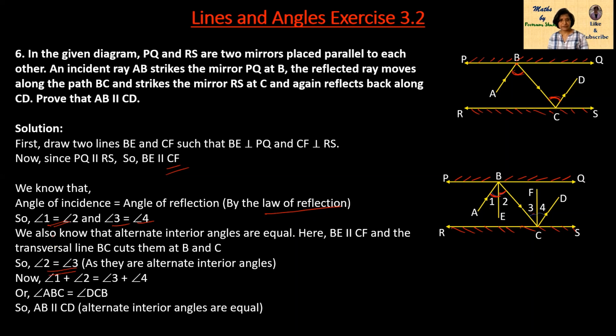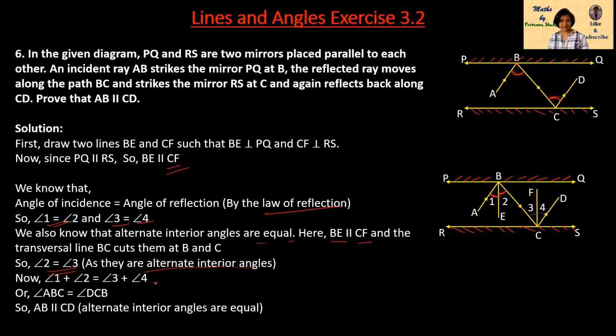Look here. We know that alternate interior angles are equal when two lines are parallel. So BE and CF are parallel here, and the transversal line BC cuts them at B and C. So here we can write angle 2 equals angle 3, because these are alternate interior angles. So this will be equal, and we already found that angle 1 equals angle 2 and angle 3 equals angle 4, means angle 1 plus 2 equals angle 3 plus angle 4.